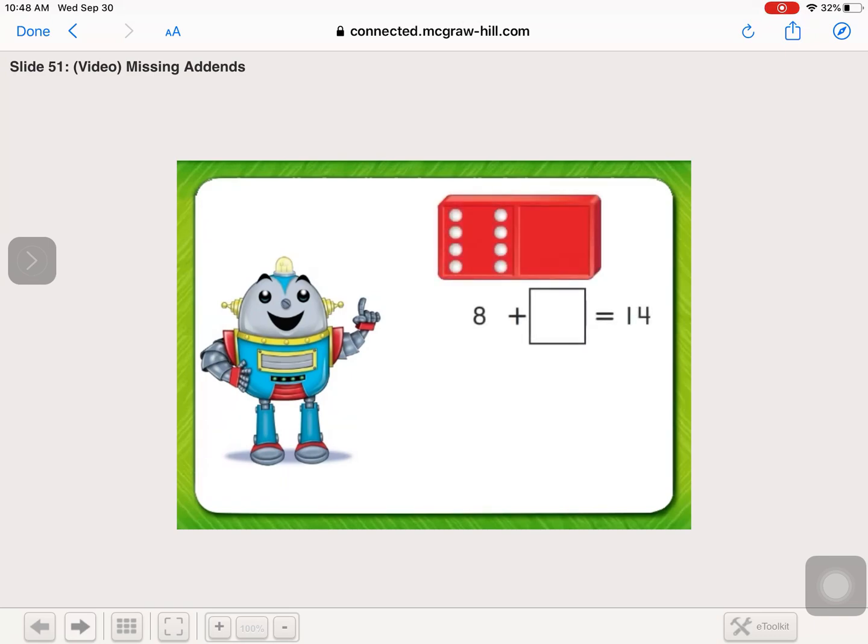Now let's try another problem. 8 plus some addend equals 14. Think which subtraction fact will help find the missing addend. 14 minus 8 equals 6. So the missing addend is 6. Now let's check our answer with a domino. 8, 9, 10, 11, 12, 13, 14. Great job! 8 plus 6 equals 14, and 14 minus 8 equals 6.